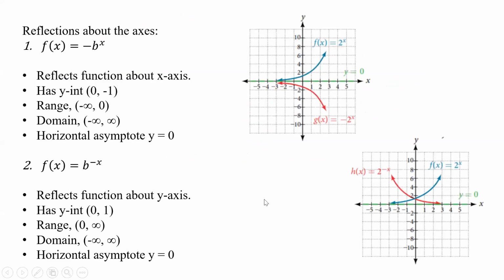All right. So the next one is reflections about the axes. Like I said, when we have a negative b to the x, what that does is it reflects it about the x-axis. And if you think about how that works, if this is our original equation, again, y equals 2 to the x, or f of x equals 2 to the x, we're going to go through that 0, 1, and then we're going to go through points along the way going up there.